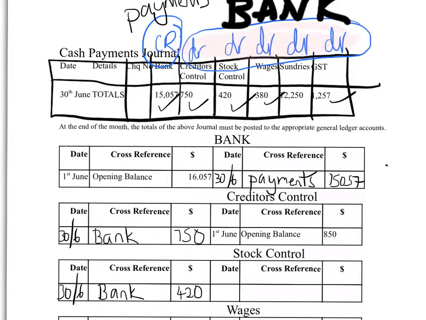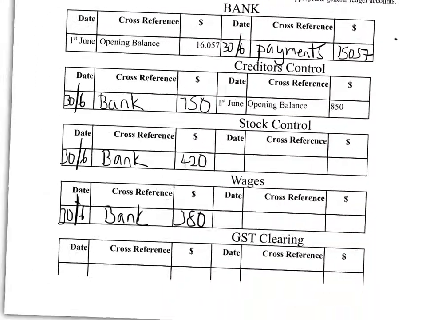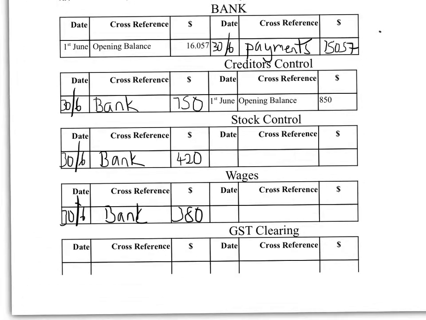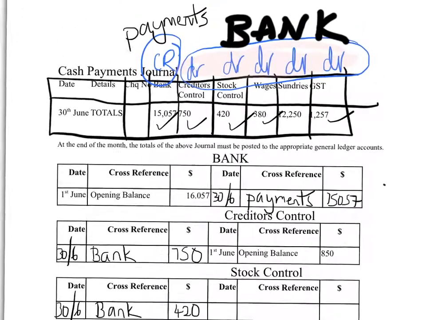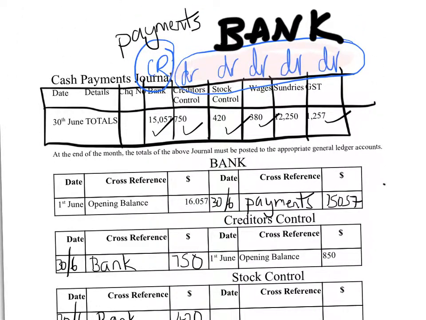GST clearing $12.57. 30th of the 6th, bank, $12.57. Anything that would be in this sundries area would have an individual T ledger account. They'd all get a debit and a cross-reference would be bank for each one. So I hope that helps explain a little bit about posting from the cash payments journal to the ledgers.